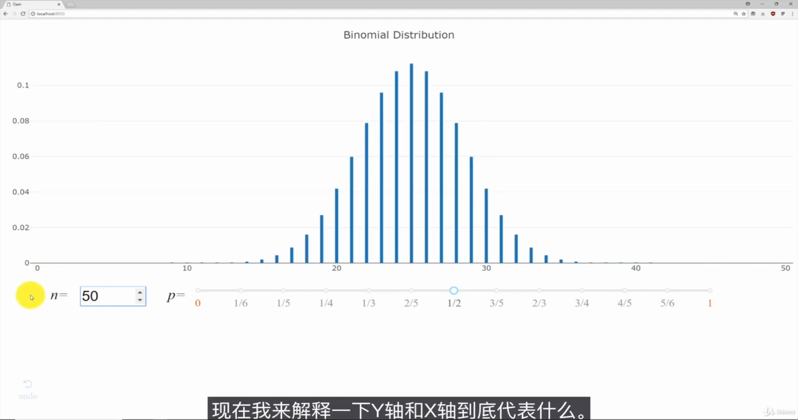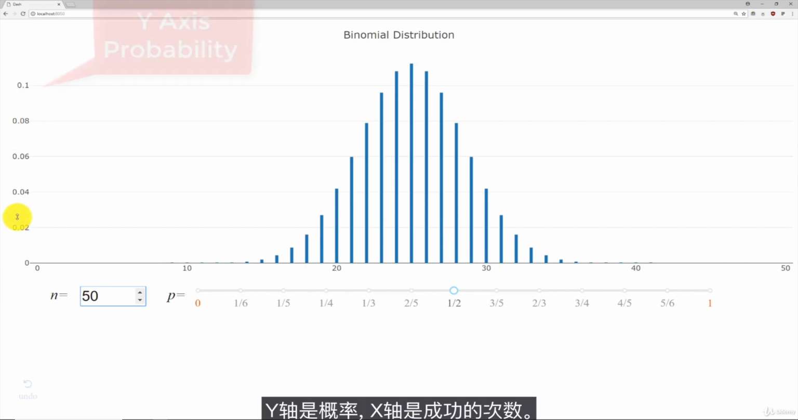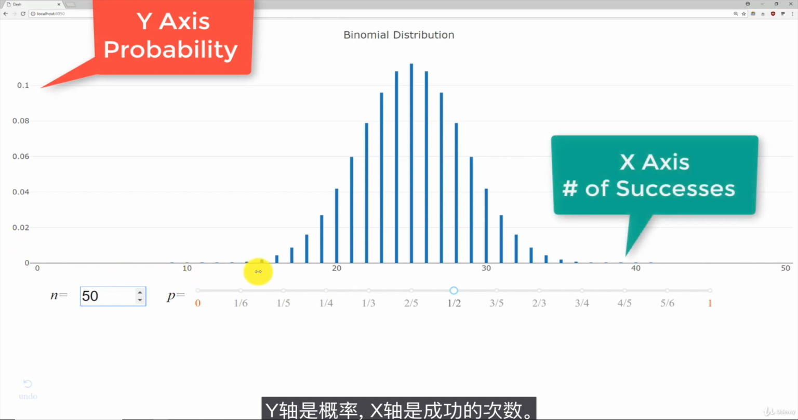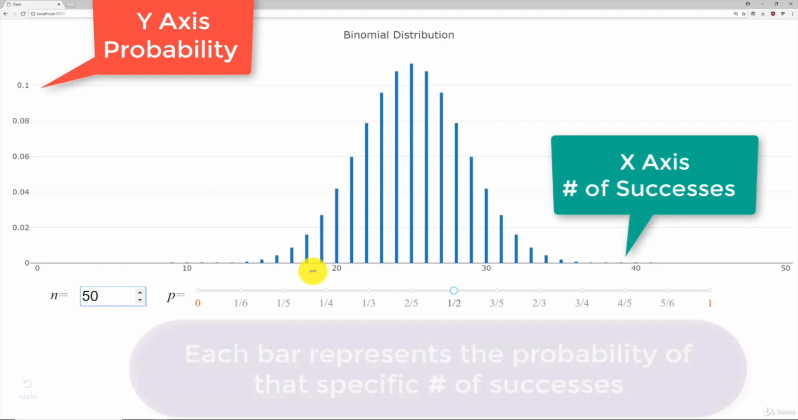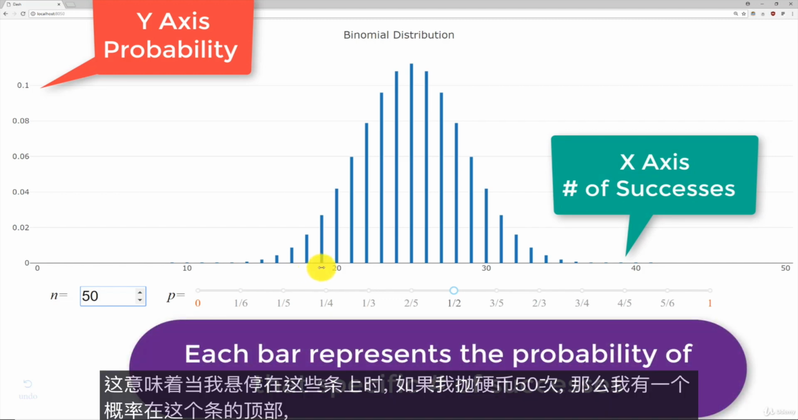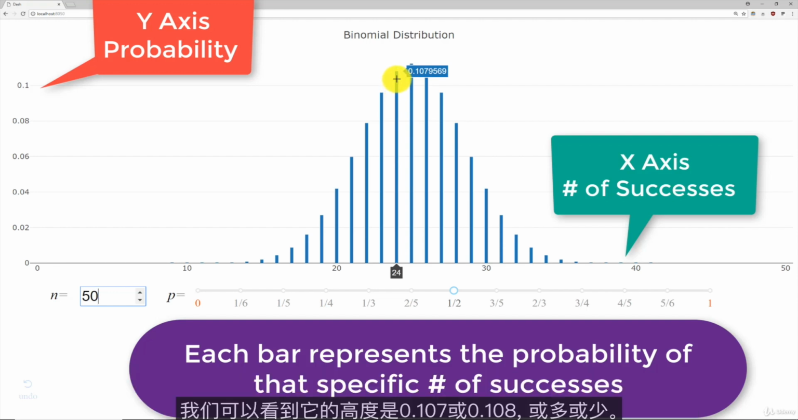Now let me explain what this y-axis and this x-axis actually represent. The y-axis is just the probability, and the x-axis is the number of successes. So what does that actually mean? Well, as I hover over these bars, if I flip a coin 50 times, then at the top of this bar we can see its height is 0.107 or 0.108 more or less, and I have that probability of getting 24 successes.